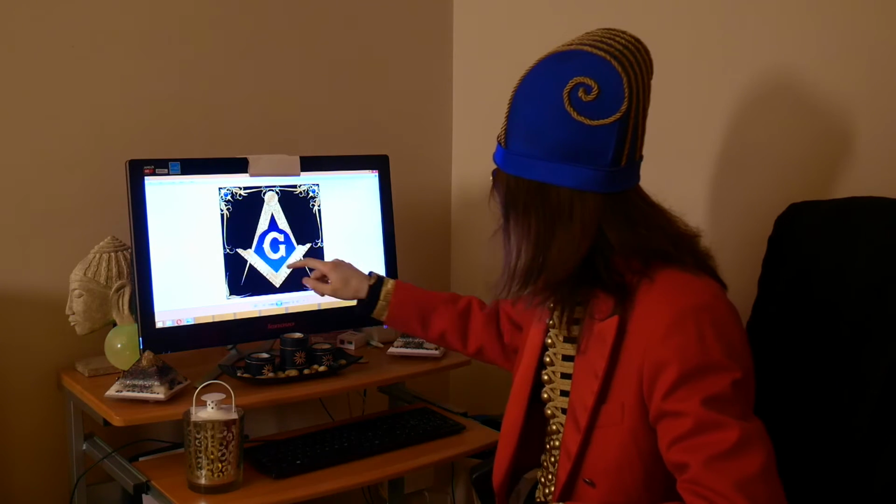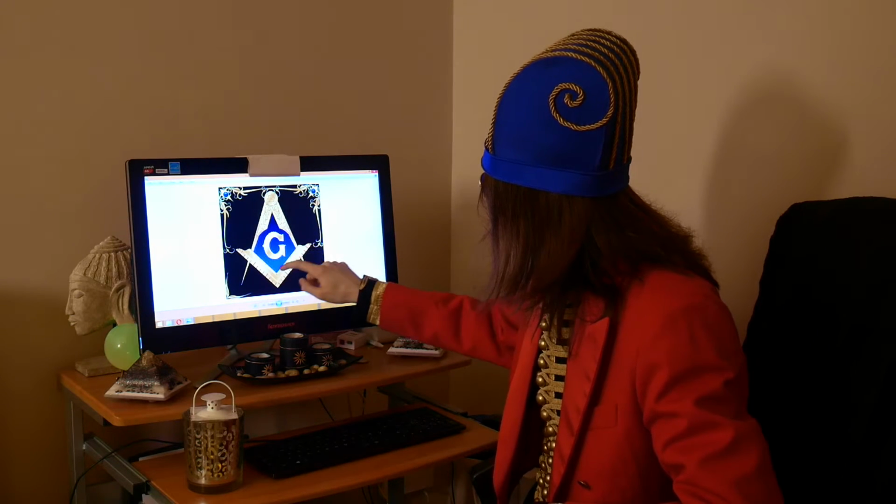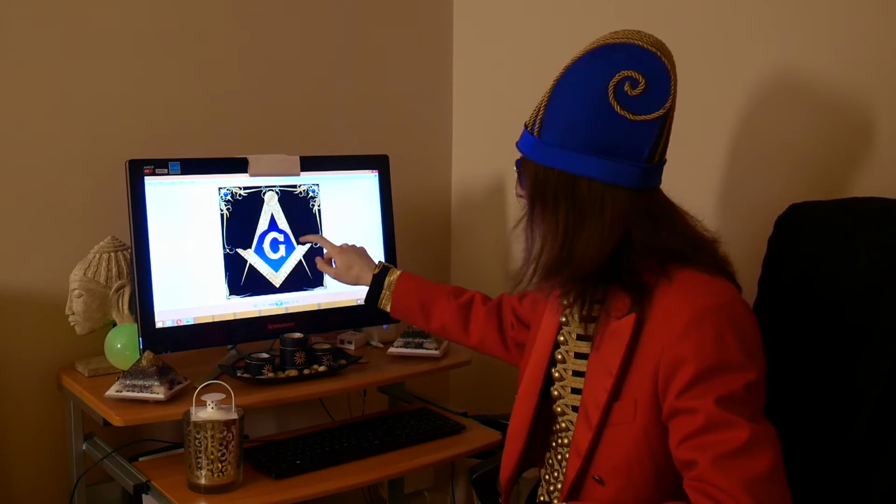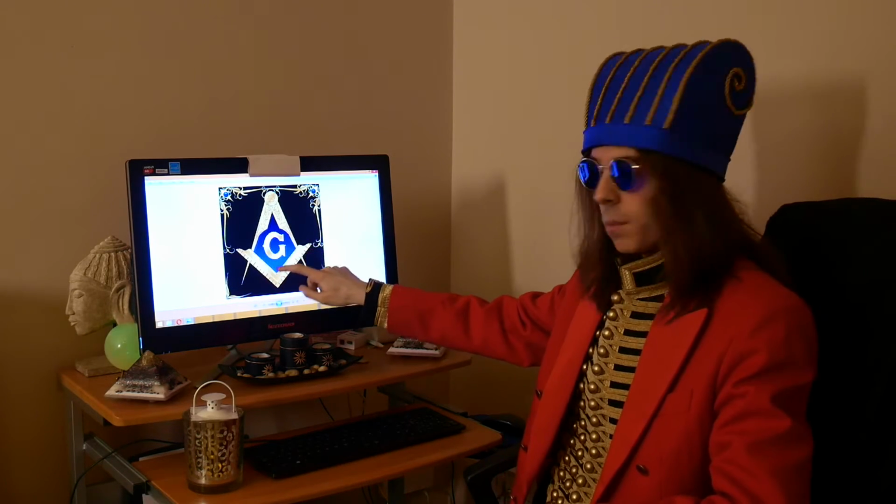Now if you actually look at this V shape here, it forms a V, it forms the letter V. You can quite visibly see that.